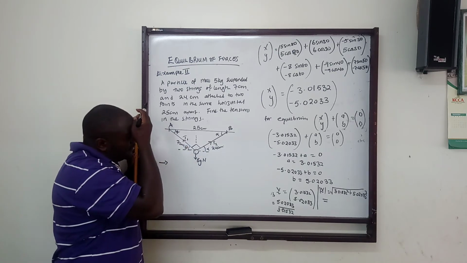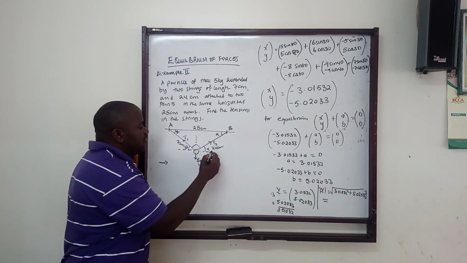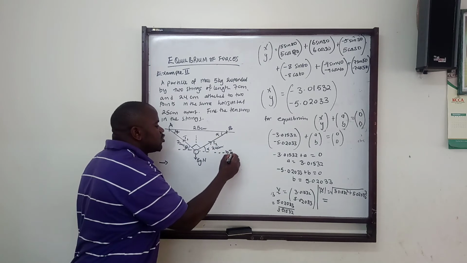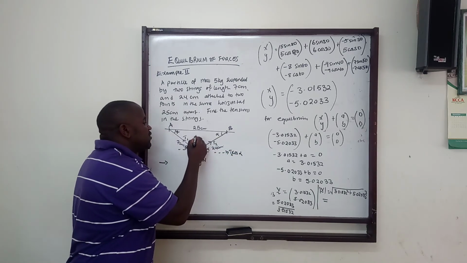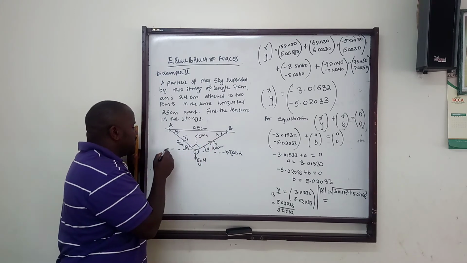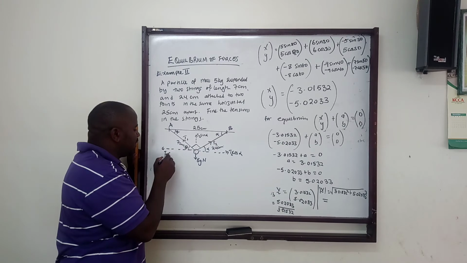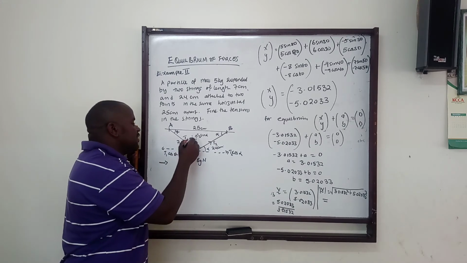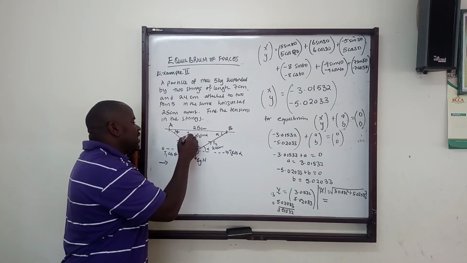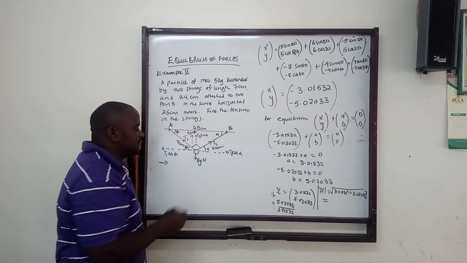Z angles. So if I resolve to the horizontal, I'll have T2 cos alpha. To the vertical, I'll have T2 sine alpha. To this horizontal, I'll have T1 cos theta. In the vertical for this one, I'll have T1 sine theta.